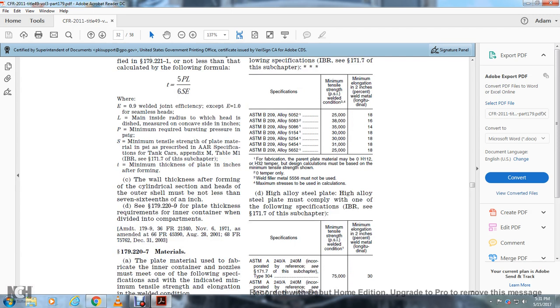The wall thickness after forming of the cylindrical section and head of the outer shell must not be less than 7/16 of an inch. 179.229: plate thickness requirements of the inner container divided into compartments.